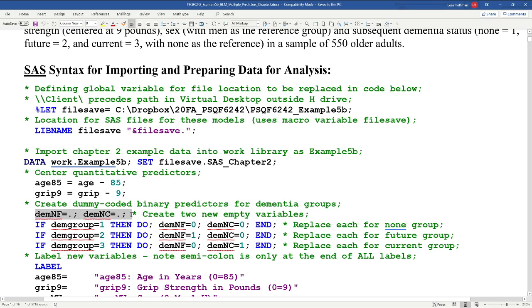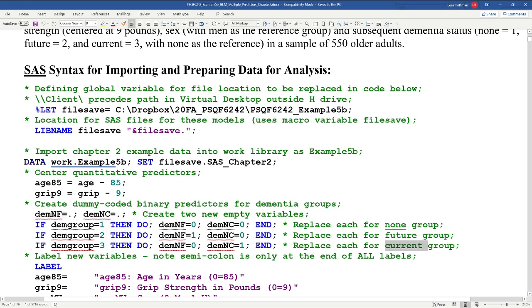Next up is the process of creating contrast variables or reference dummy codes to distinguish between the three types of dementia groups. So the dem group is the original variable that's coded 1, 2, or 3, where 1 means none, 2 means future, and 3 means current. So that's what the comments out here to the right are reminding me. I am going to set it up so that the none group, which is group 1, is my reference. That's the group that's the largest in the data set, and it makes sense as a reference point.